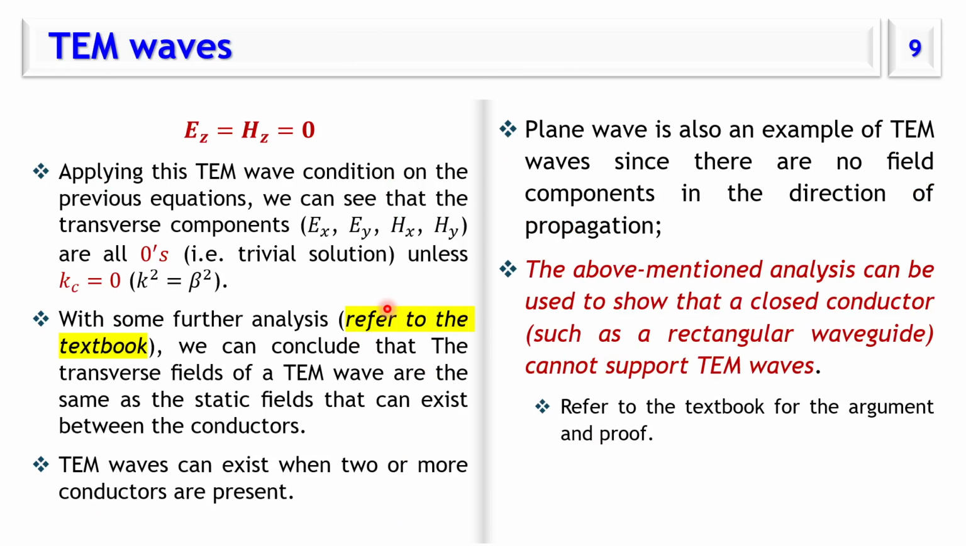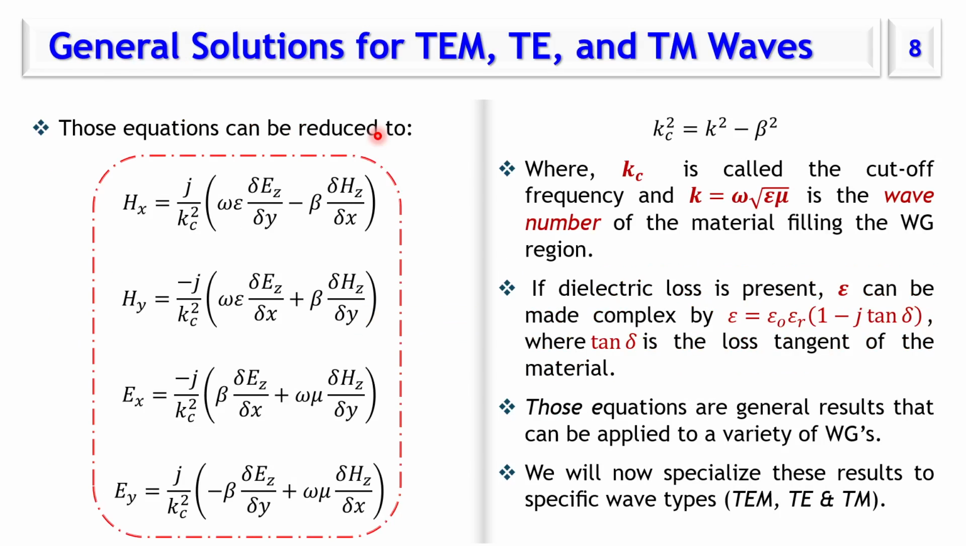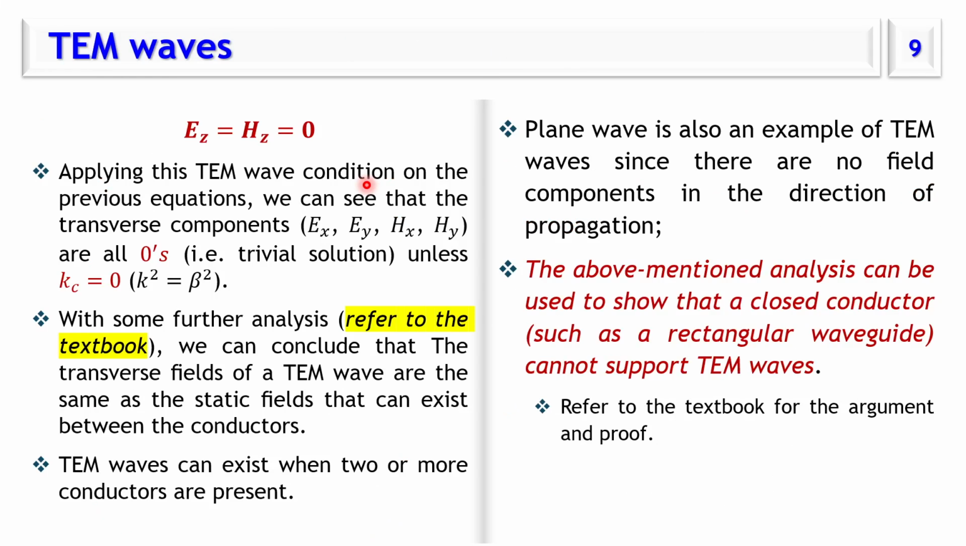So what is the meaning of TEM, transverse electromagnetic waves? It means that we have no longitudinal component. So Ez equals 0, Hz equals 0. Here Ez and Hz equal 0, and you might think that the solution for this case is the trivial solution, but no.